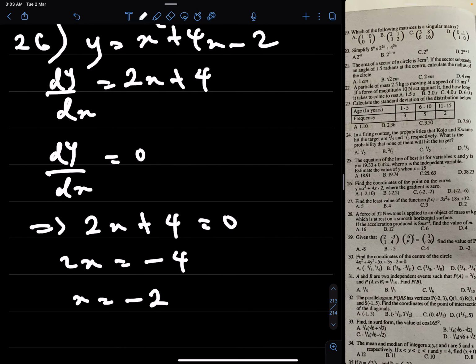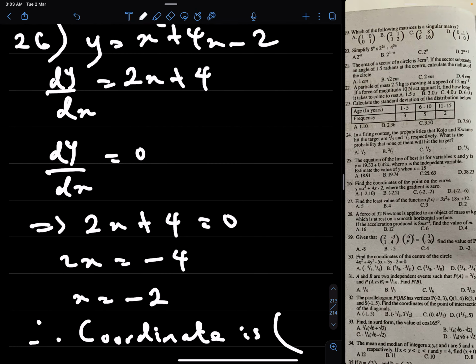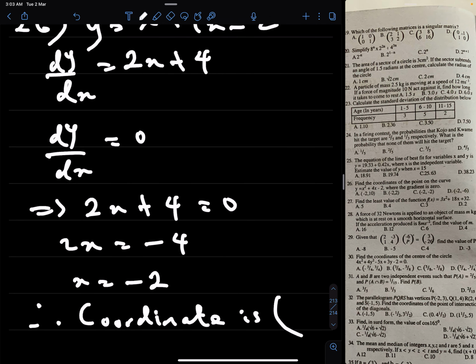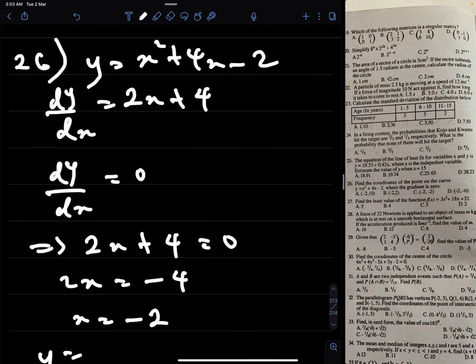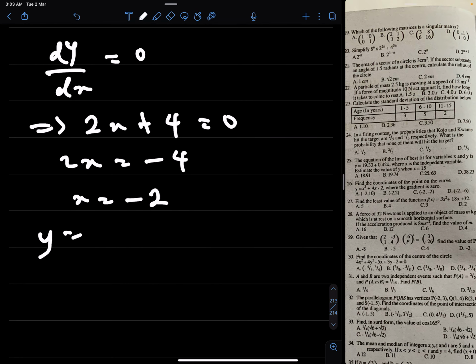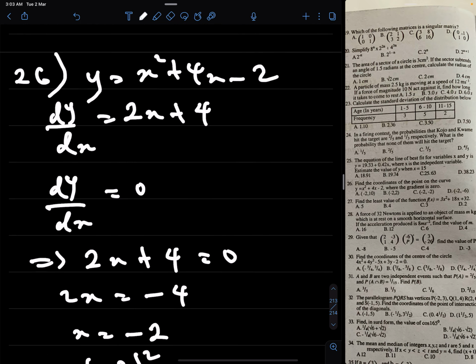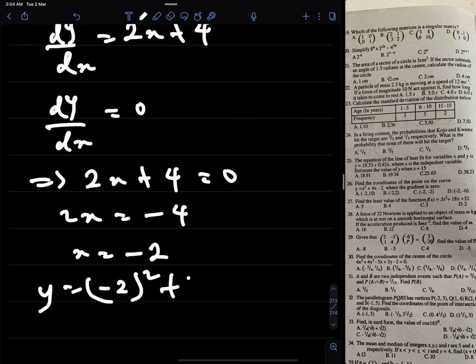So they say we should find the coordinates of a point. Therefore the coordinate of a point is x equals minus 2, and y. And what's y at that point? We need to find y first of all. To find y, we just put the value minus 2 in the function: x equals minus 2 in the formula y equals x squared plus 4x minus 2, which gives minus 2 squared plus 4 times minus 2 minus 2.